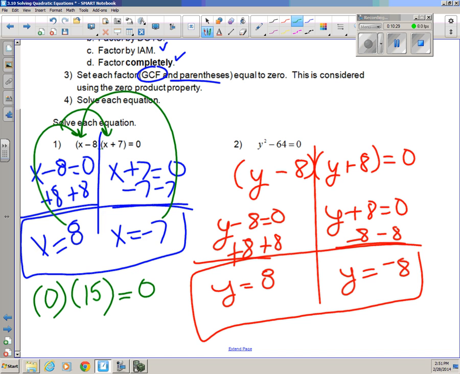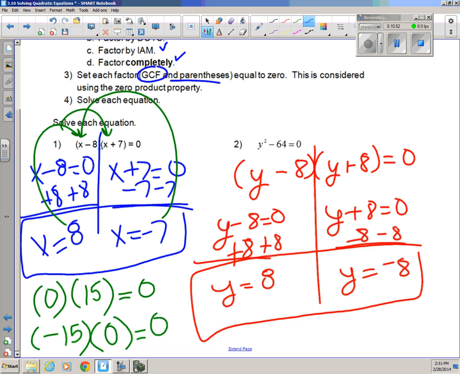Same thing for the -7. If I plugged in -7 into that first parenthesis, I'd have -15. If I plugged in -7 into the second parenthesis, I'd have 0. And -15 times 0 is 0. So we're not looking for excluded values. I might have made that not clear. We're looking for solutions. What's going to make these two parentheses equal to 0?